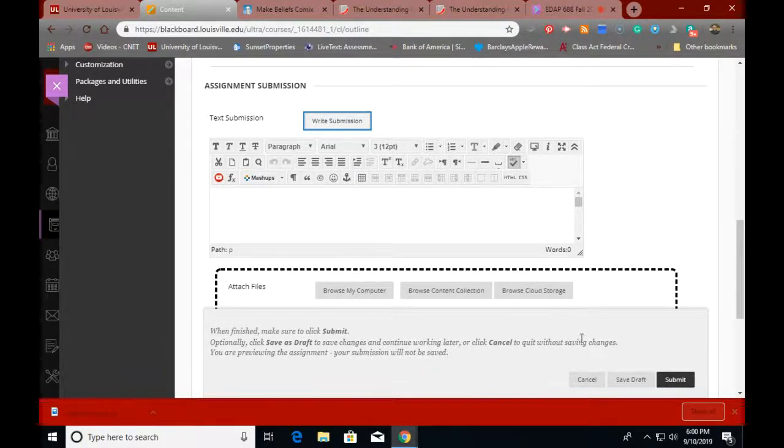And then, of course, you hit submit. Now, I wouldn't hit submit. I would hit save draft because before we're all said and done here, we're going to be using other things. And if you go ahead and submit, then you're done. So just save it as a draft and we'll be good to go. Boy, that was a lot of stuff, wasn't it?